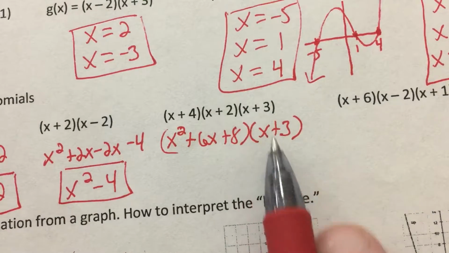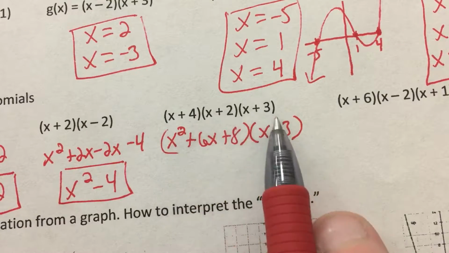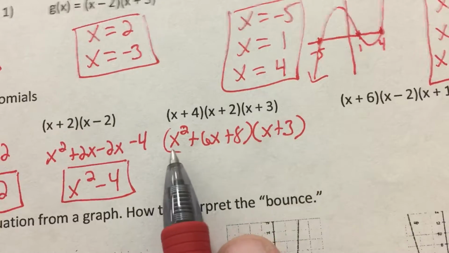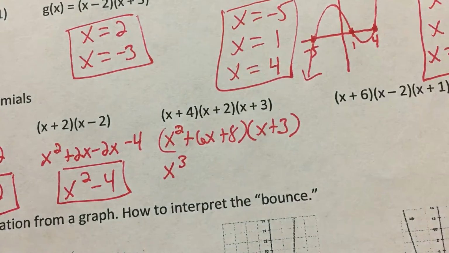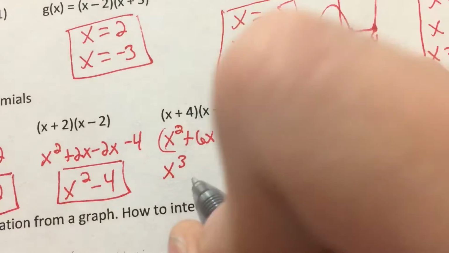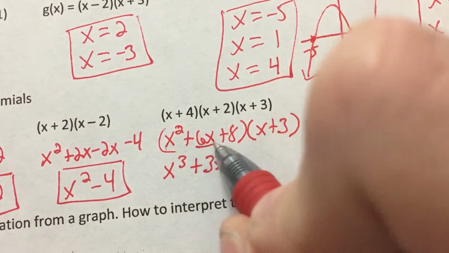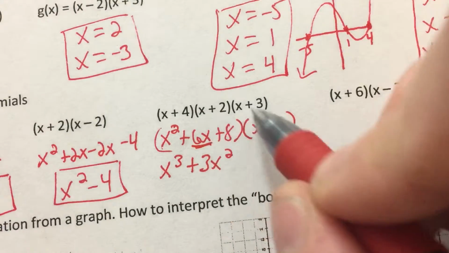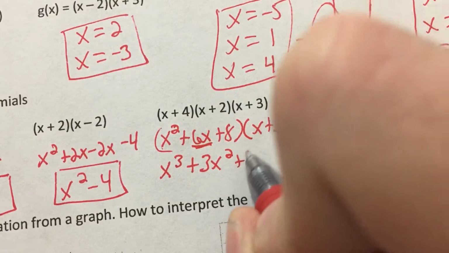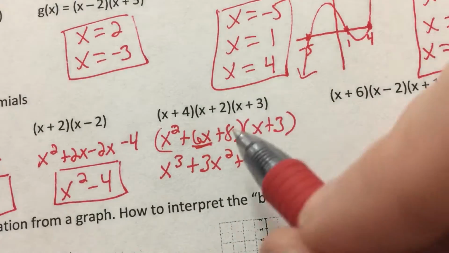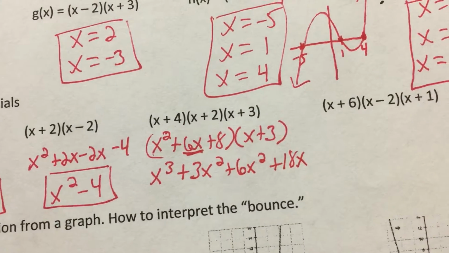And then you drop down the third binomial, and now this new trinomial that we got has to go into the parentheses and multiply each term. So if you can follow me here, x squared times x is x to the third. x squared times the 3 is 3x squared. Now it's 6x's turn to go into the parentheses and multiply both. 6x times x is 6x squared. 6x times positive 3 is positive 18x.